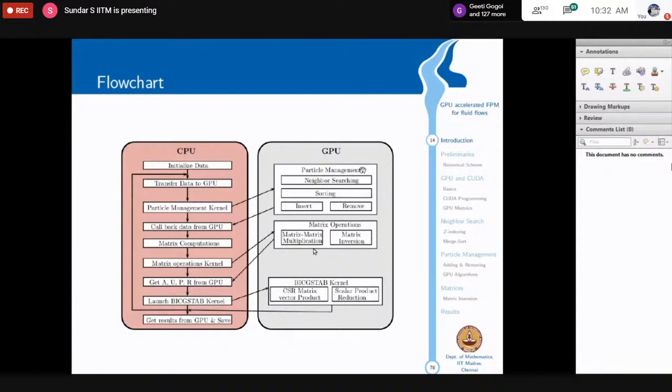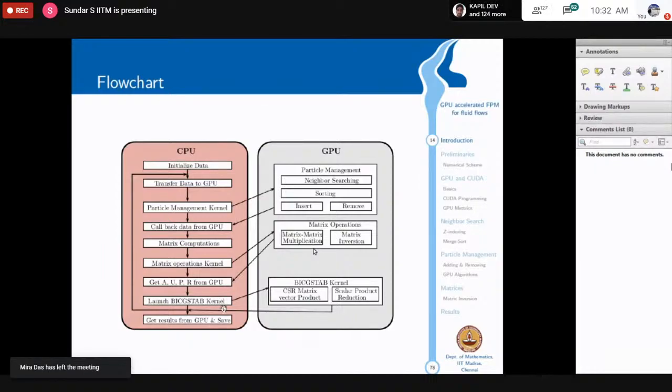Normally, from CPU to GPU, we call it through kernels. So one of the important time-consuming kernels is particle management. Under particle management, we have neighbor search, sorting, inserting the particle, and removing the particle. Another important component is matrix operations. We need to do matrix multiplication, matrix-vector multiplication. Then we need to do matrix inversion. So that is another important component which takes considerable time. It has to go to the GPU in order to get the speed up.